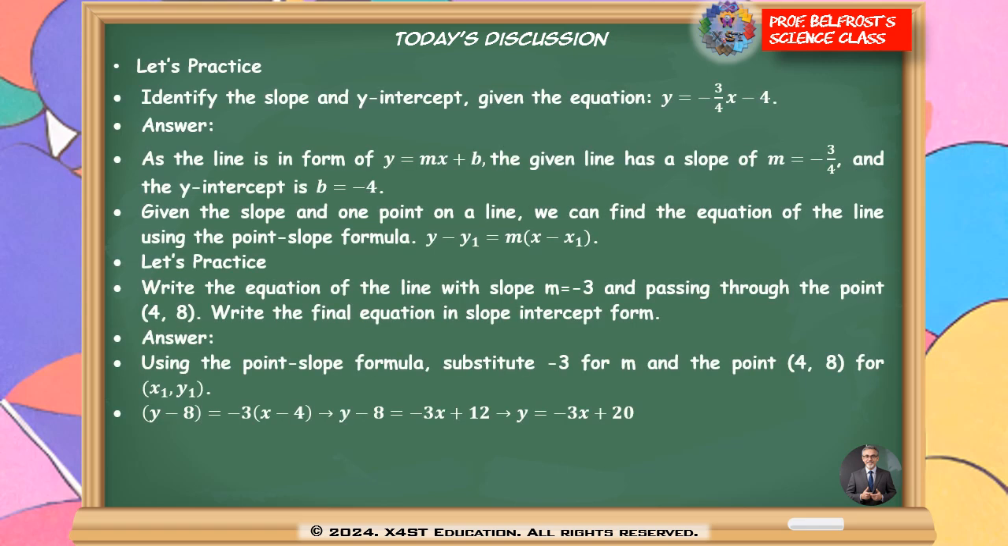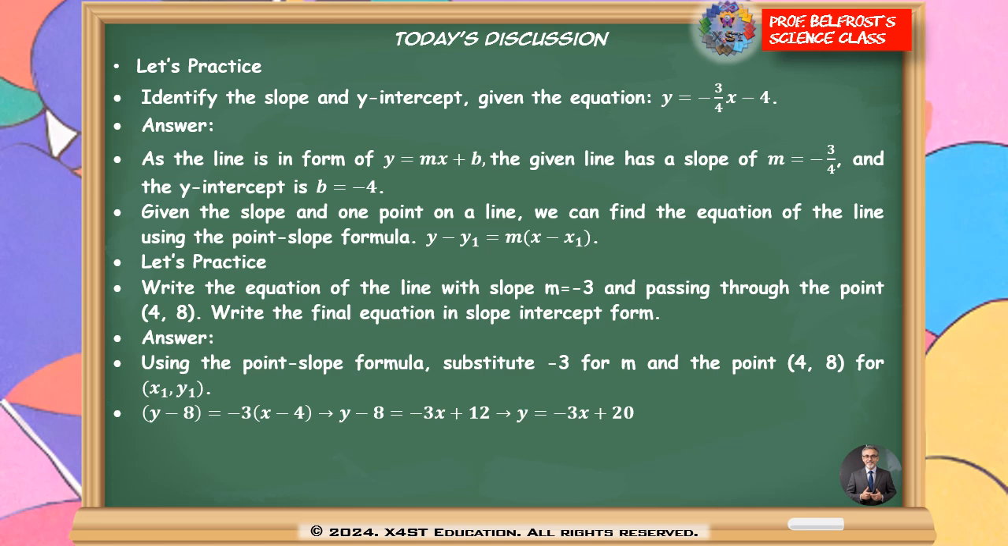Second, identify the slope and y-intercept given the equation y equals -3/4 x minus 4. This is in the form that we expect, so it's very easy. We just need to extract it. m equals -3/4, and the y-intercept is -4.